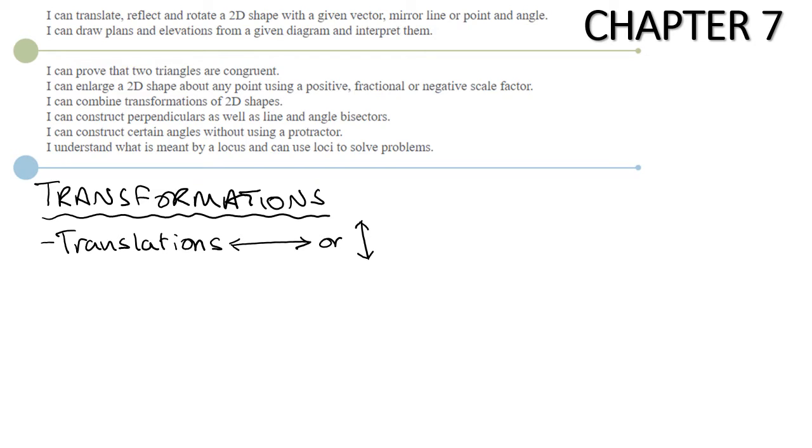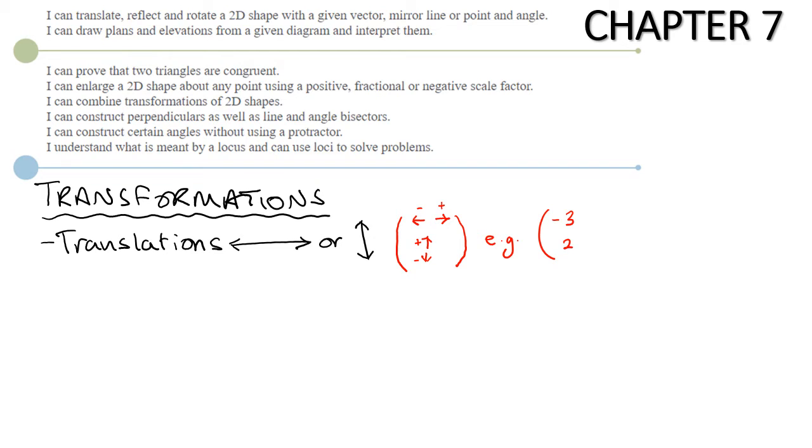And the way that we describe a translation is by 2 numbers in brackets. The number at the top will tell you whether to go left or right. The number at the bottom will tell you whether you go up or down. If the number at the top is positive, you go right. If it's negative, you go left. If the bottom number is positive, you go up. Negative, you go down.